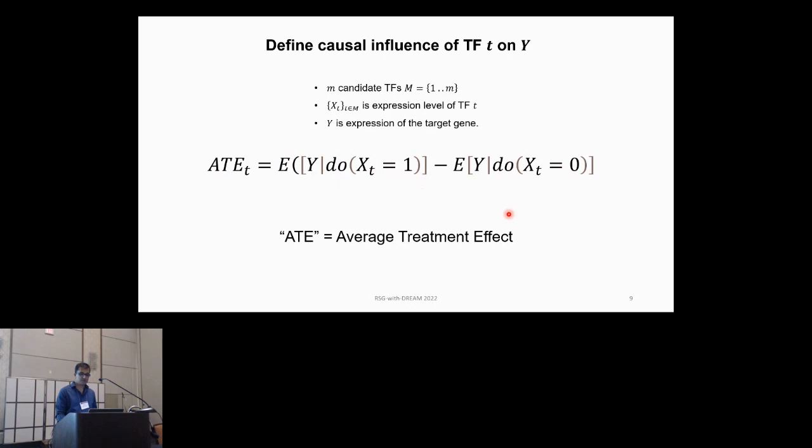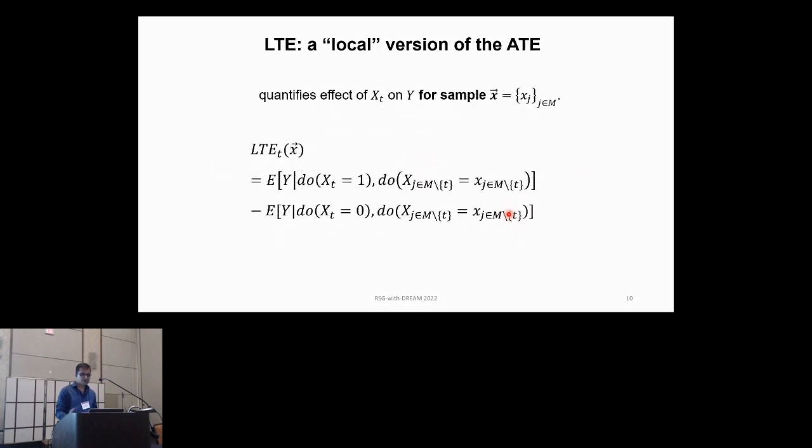This is loosely speaking how a biologist might think of a TF-driven regulation. One problem here is that setting a TF to on or off may lead to other TFs changing as well, and an indirect effect may be registered as a causal influence. Partly motivated by this, we next define a local version of the ATE called the LTE, quantifying the effect of X_T, the transcription factor T, on the target gene Y for a particular sample X.